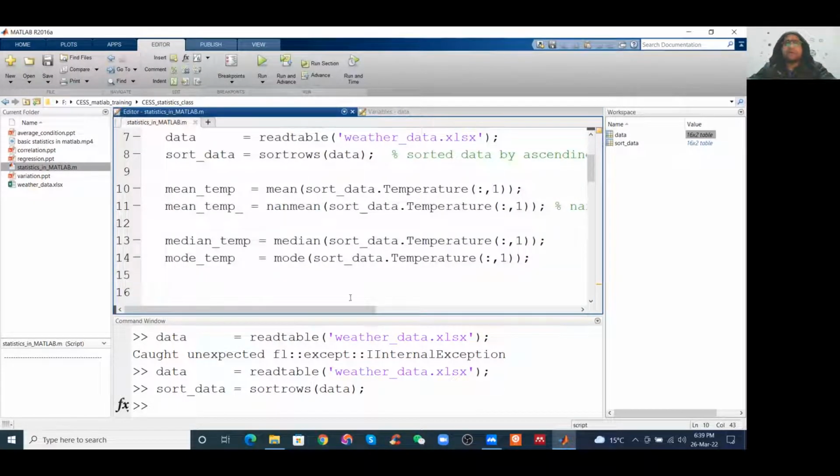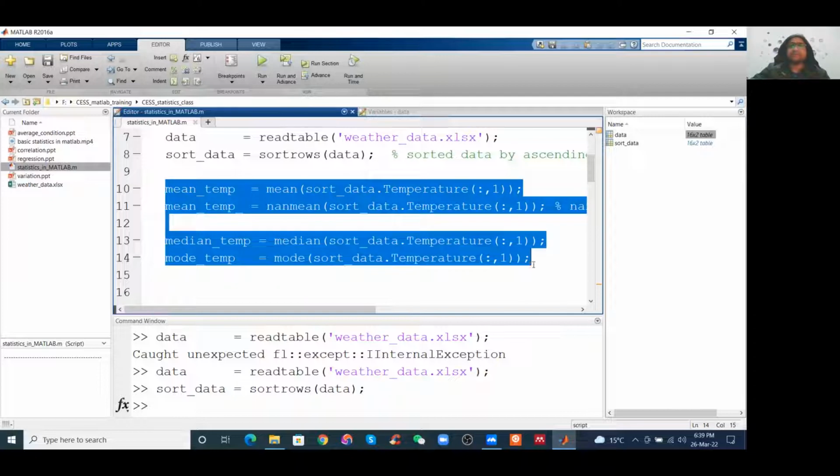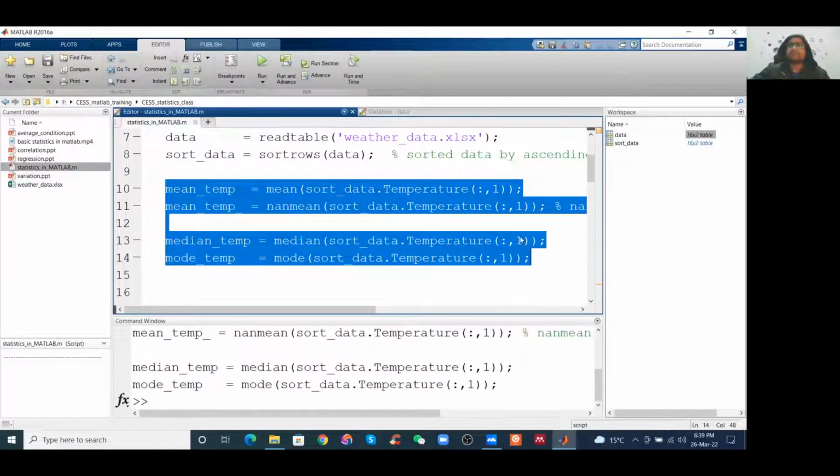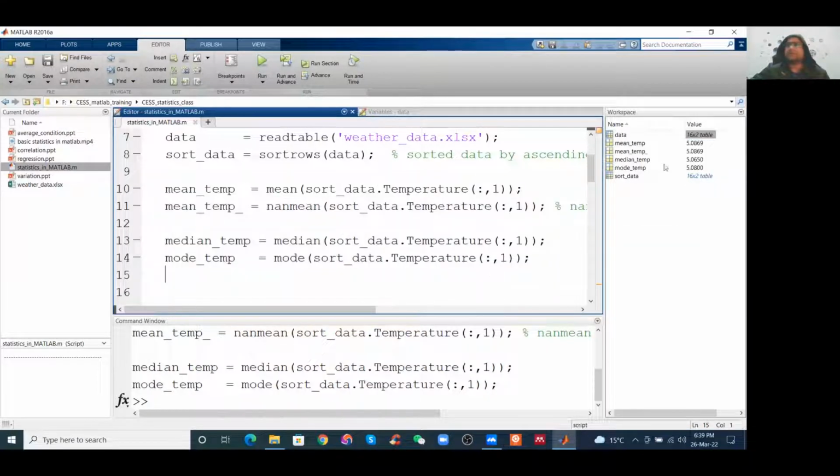We can calculate the mean, but sometimes you have missing values in your data, then you can use nanmean. Nan means MATLAB will skip the NaN values if you have them. Then we can use the built-in function median and the built-in function mode. Let's run and see. So we got the mean value, median value, and mode of the temperature.